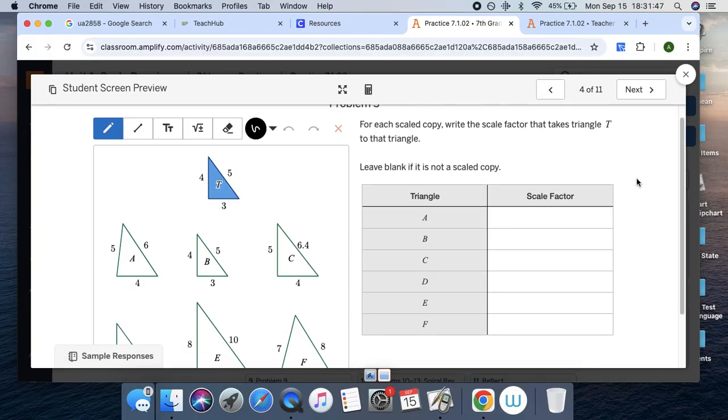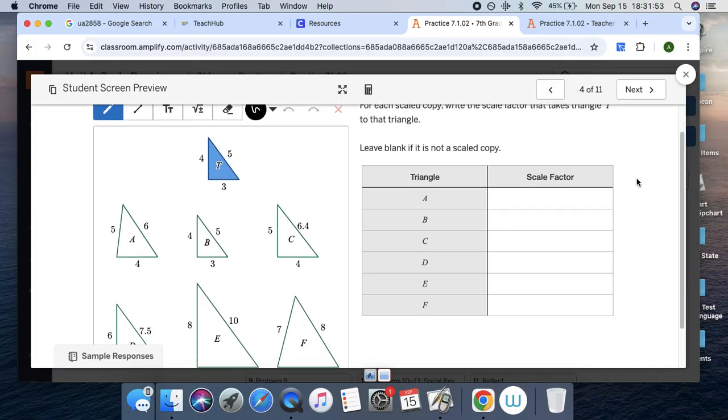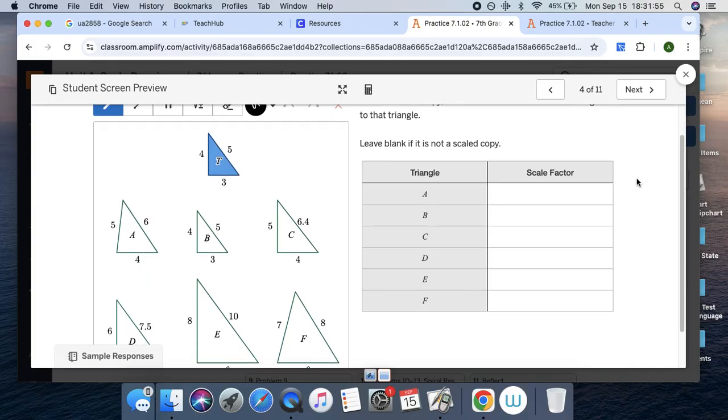Okay, not bad. Oh no, I just did this. We literally just did this for every single problem, so I'm not going to write the scale factor. Actually, I will. Sorry, I'll write it.